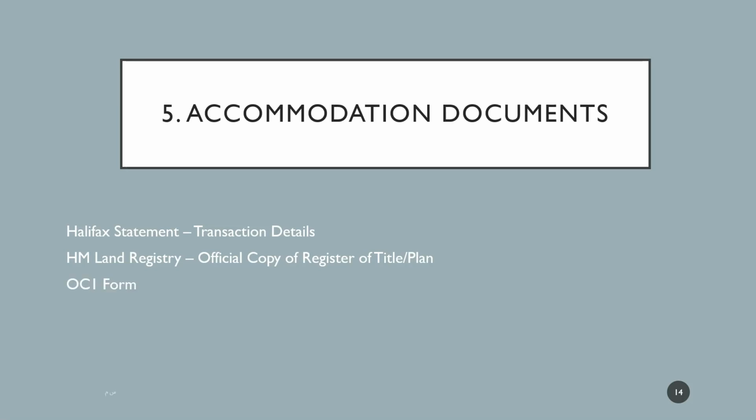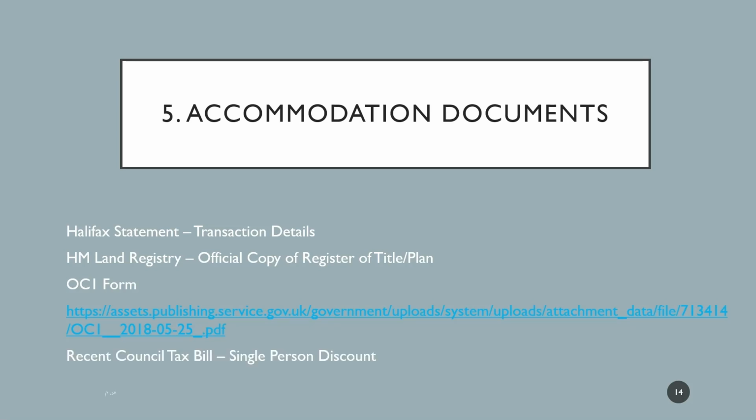OC1 form can be obtained from this link below. I will take you through how I filled OC1 form and obtained official copy of register. But before, I would like to mention that I also included council tax bill. I took single person discount because I was living alone in the property.